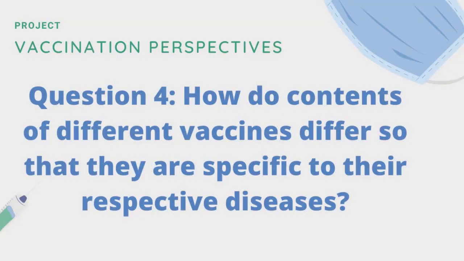Now to get into the vaccines, how do the contents of different vaccines differ so that they're specific to their respective diseases? That's a great question. So are you talking about vaccines in general or coronavirus vaccines? Vaccines in general.